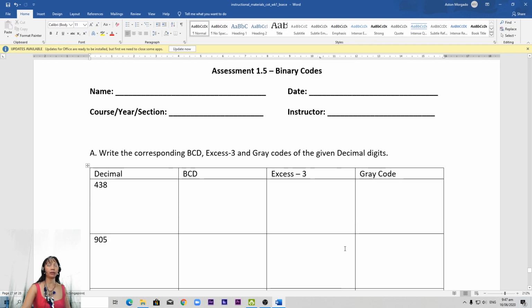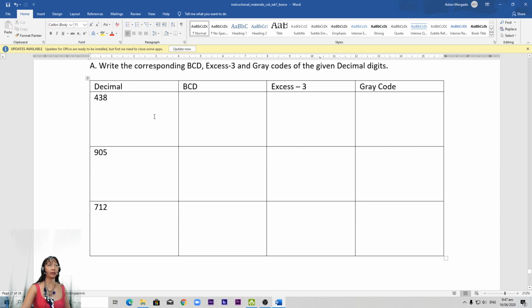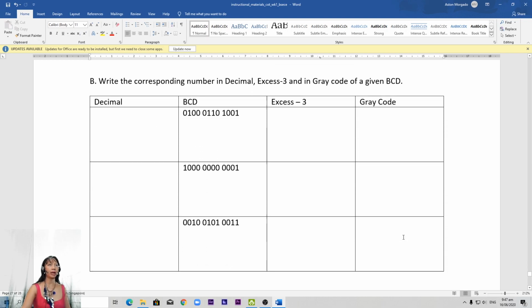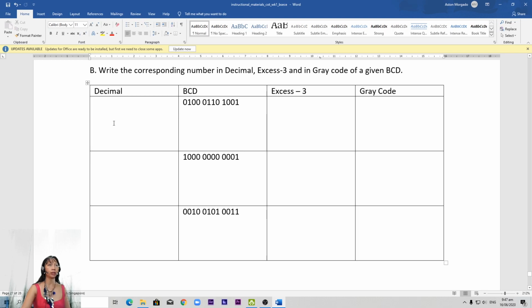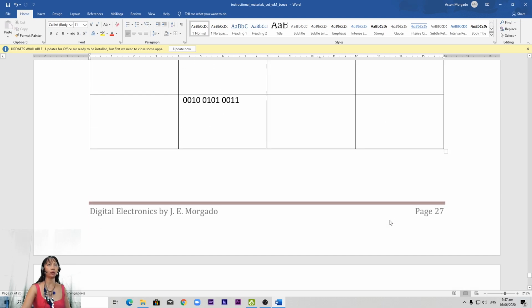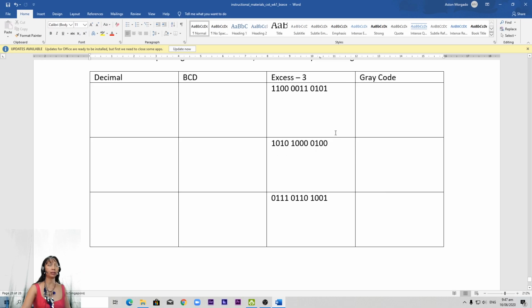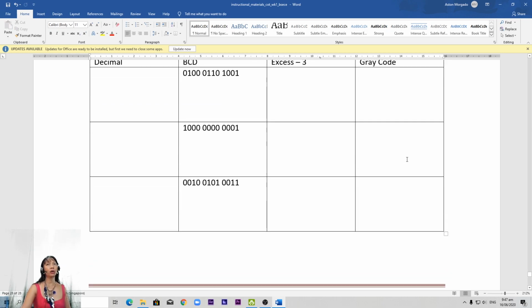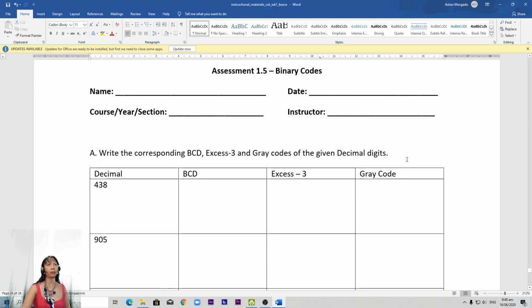And then you have a new assignment, so binary codes. Okay, so we have for A given is decimal, so you have to convert it to BCD, XS3, and gray code. And then for B, we have from BCD, then convert it to decimal, XS3, and gray code. And last, we have the given is in XS3, then you have to convert that into BCD, decimal, and then gray code.